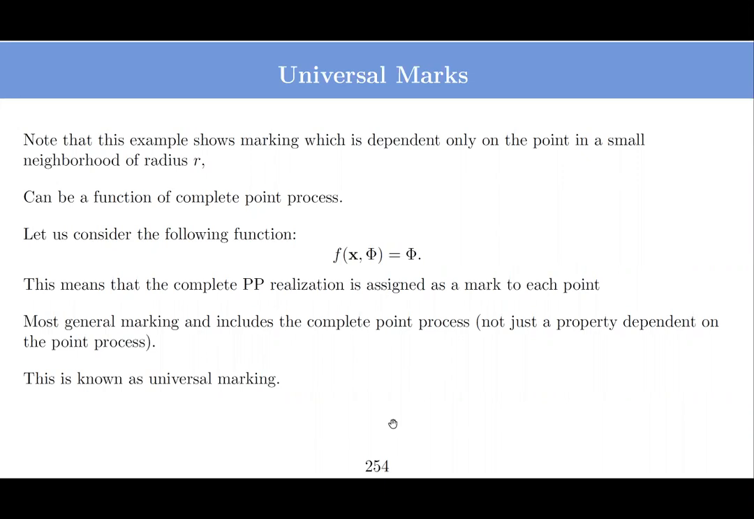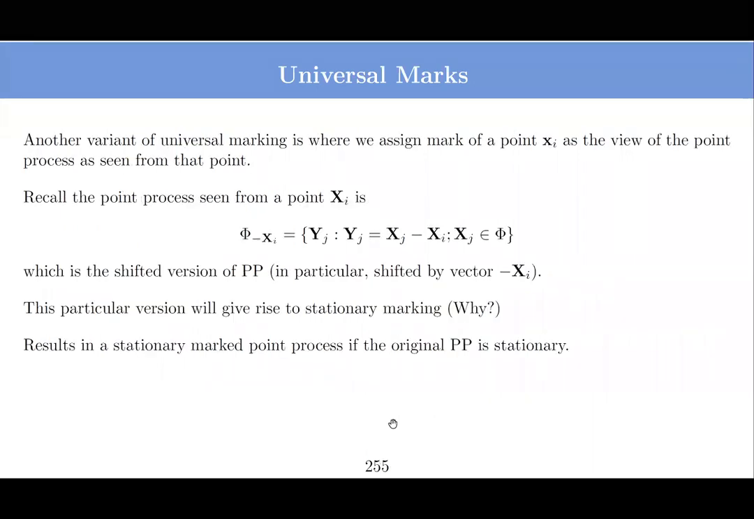Okay, we can just assign phi itself as the mark. Okay, so the complete phi realization is assigned as a mark to each point. It is the more general marking and includes the complete point process. So any property you want to derive, you can now write in terms of the mark. Okay. So this we call universal marking, because this is the most general form of dependent marking.